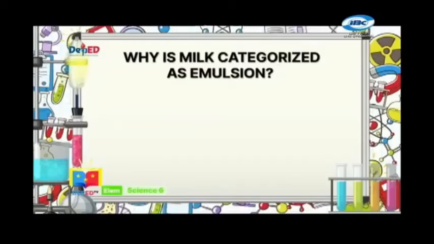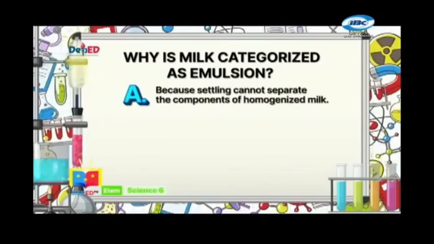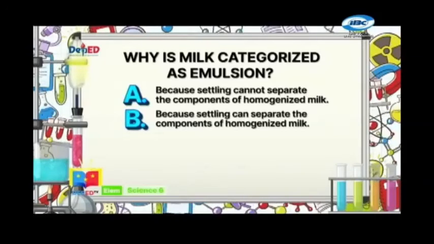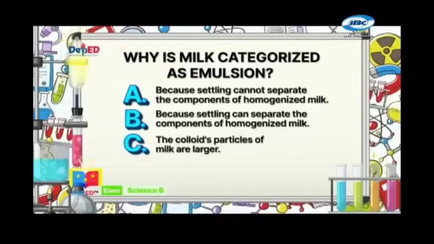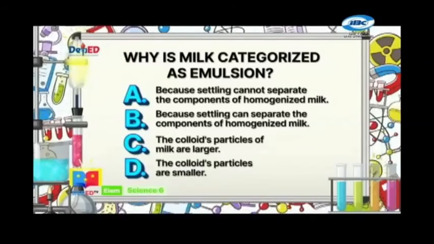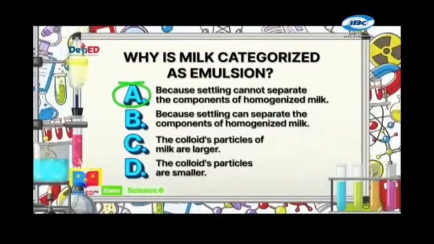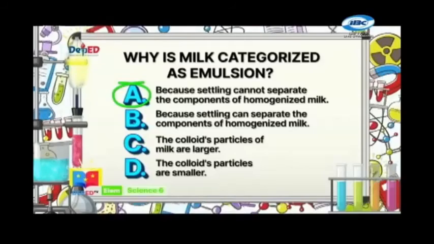Number 5. Why is milk categorized as emulsion? A. Because settling cannot separate the components of homogenized milk. B. Because settling can separate the components of homogenized milk. C. The colloid particles of milk are larger. Or D. The colloid particles are smaller. The correct answer is letter A. Because settling cannot separate the components of homogenized milk.